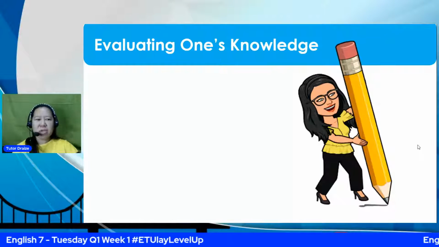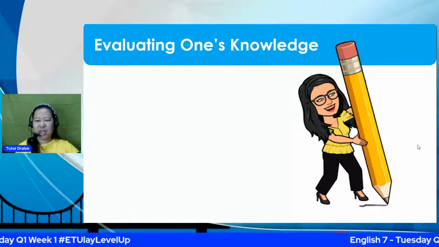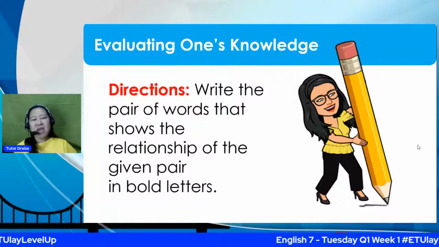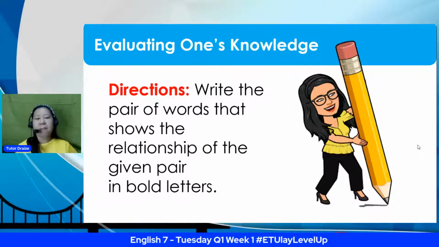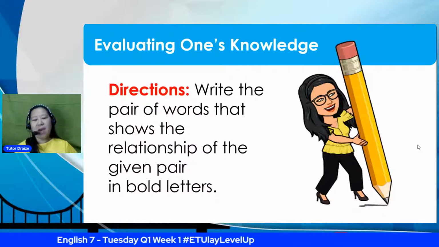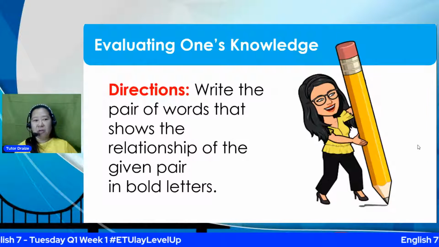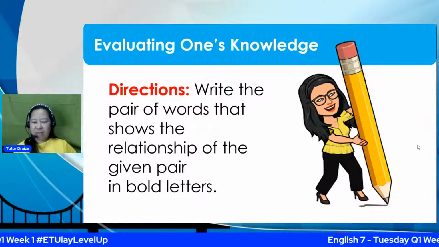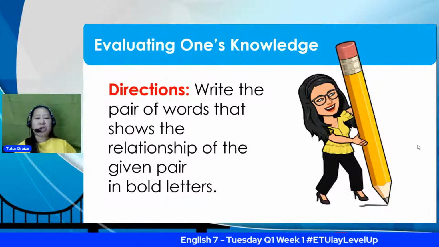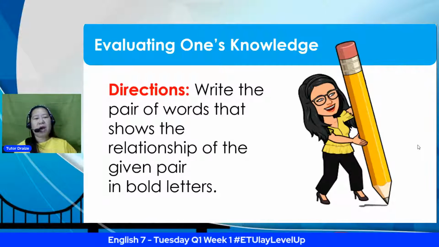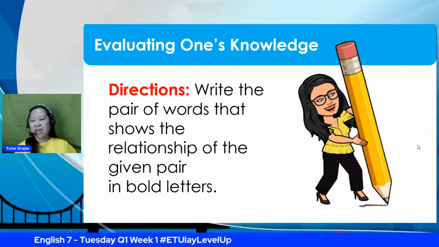Are you now a master of analogies? Let us check that. So for this activity, what you're going to do is to write the pair of words that shows the relationship of the given pair in bold letters. Okay, again, may I repeat that? You're going to write the pair of words that shows the relationship of the given pair in bold letters.